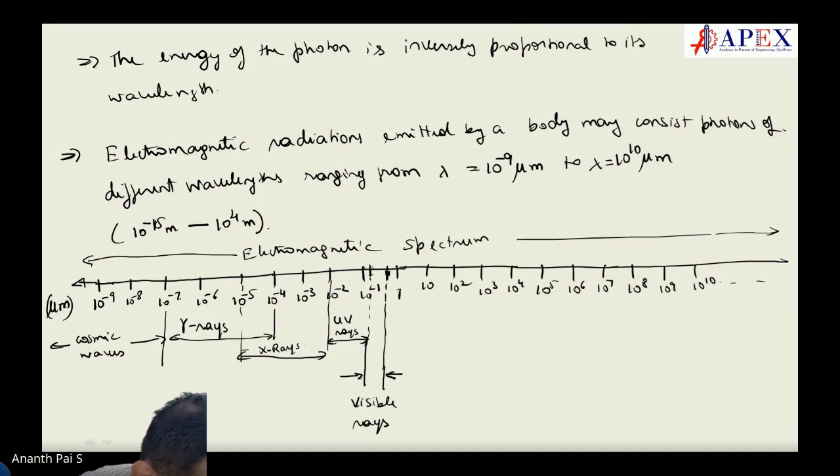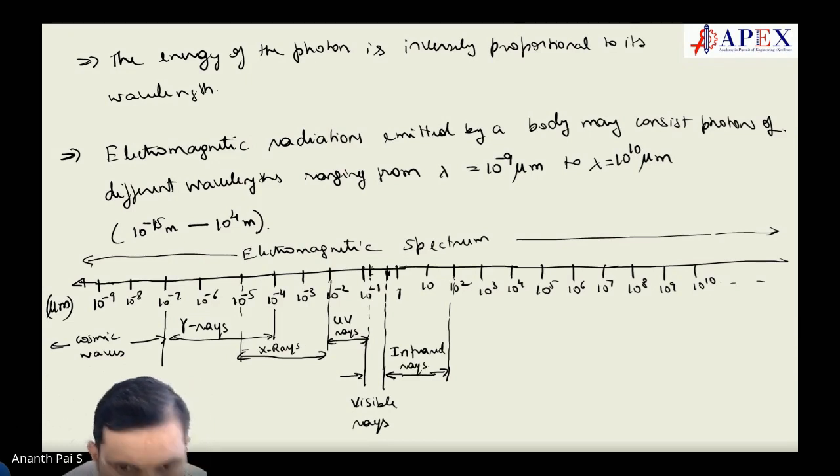After that, it is infrared rays up till 10 power 2 micrometer. 10 power 2 micrometer means how much? Around 0.1 millimeters. This is called infrared rays.